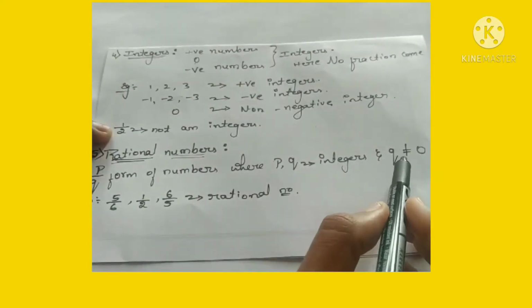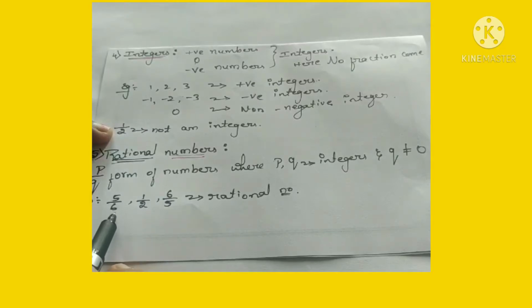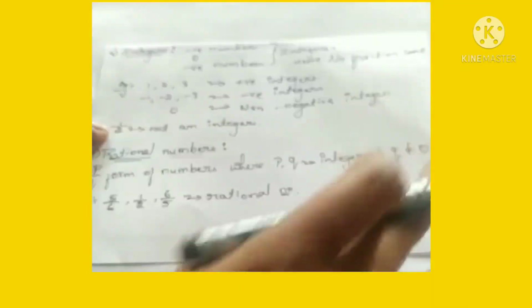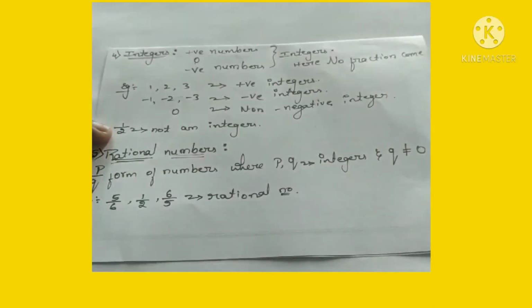Next, q is not equal to 0. If you observe here, the denominator is not equal to 0. So all the conditions are satisfied, and so these are all rational numbers. Now it is clear for you.